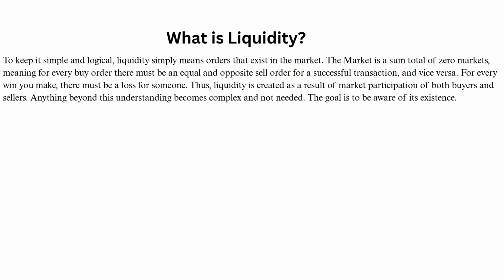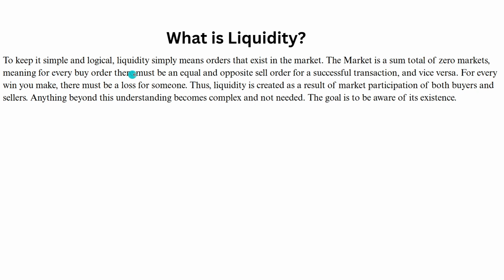When you press buy, you are buying from someone, so someone must be ready to sell to you. When you close a profit, you are selling to someone, so someone must buy from you. That's how the market works. It's a sum total zero market.